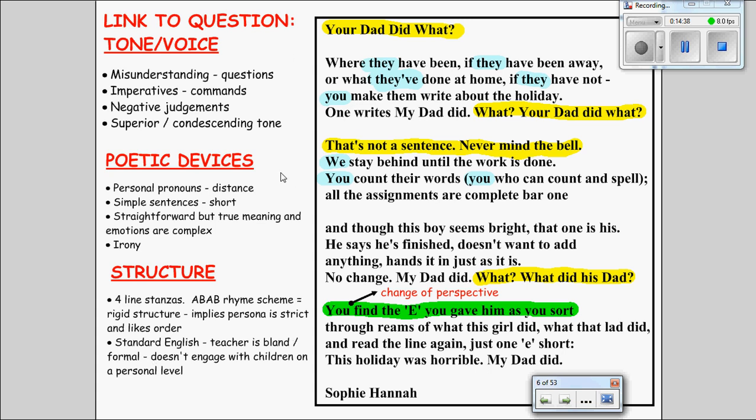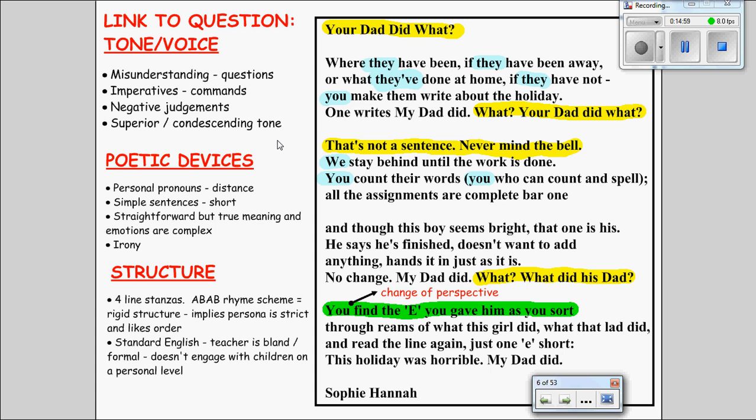The standard English shows us maybe that it's quite a formal situation, the teacher's maybe very formal with the students and perhaps doesn't engage with them on a more personal level. So when you're looking at structure, you need to think, how does that relate to the poem itself? How does that help you to see the ideas behind the poem?